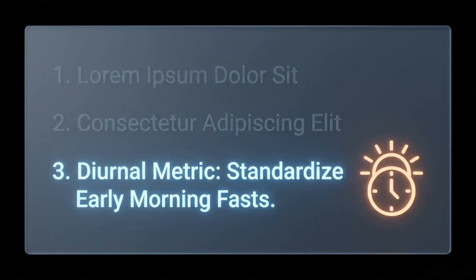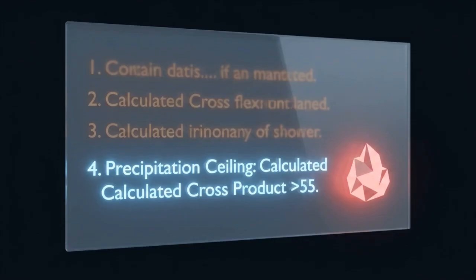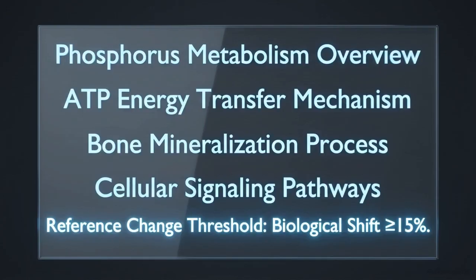3. The diurnal metric. Serum phosphate peaks in the morning and troughs in the evening. Standardization to early morning fasts is essential. 4. The precipitation ceiling. A calcium-phosphate cross-product above 55 triggers metastatic calcification. 5. The reference change threshold. A 15% variance is required to identify a genuine biological shift.